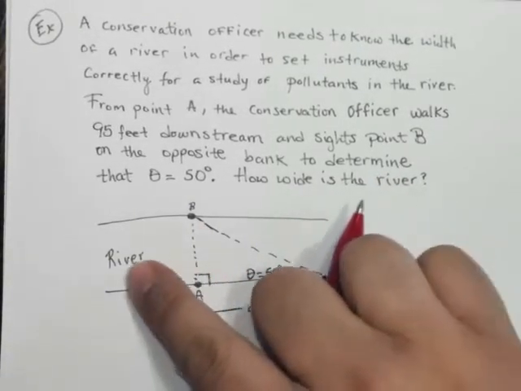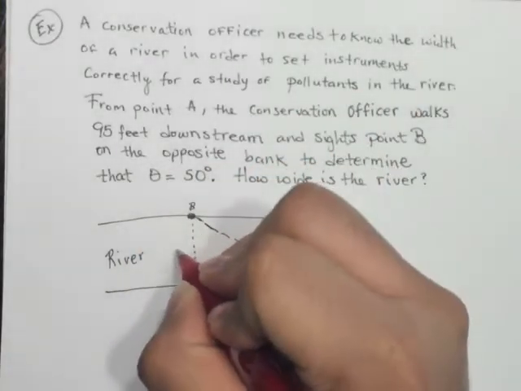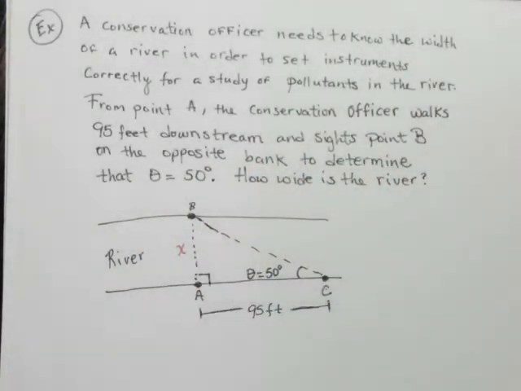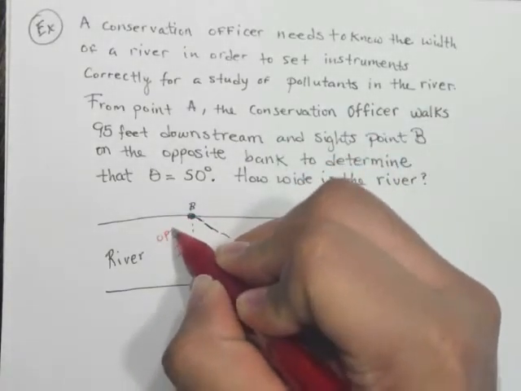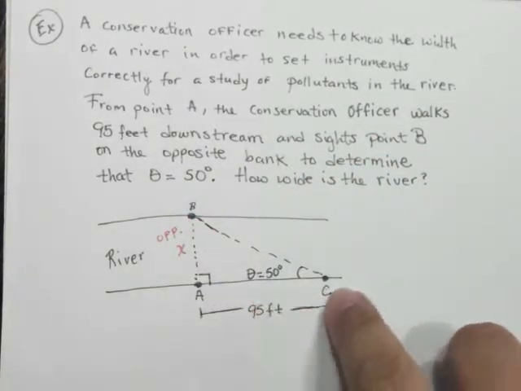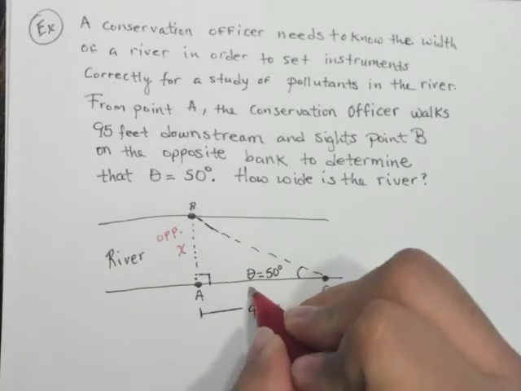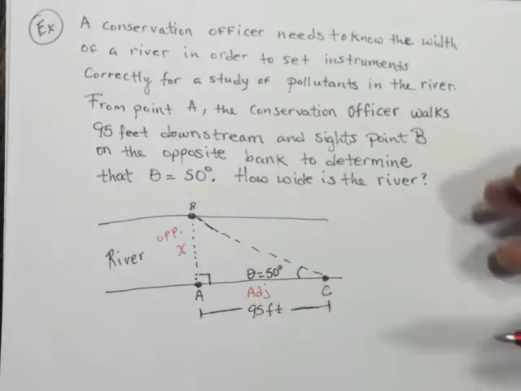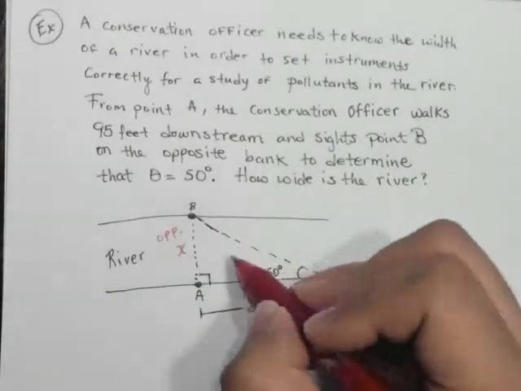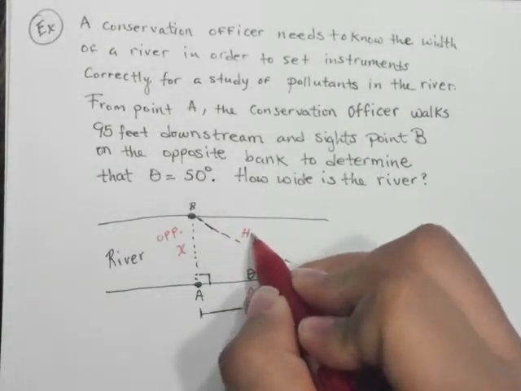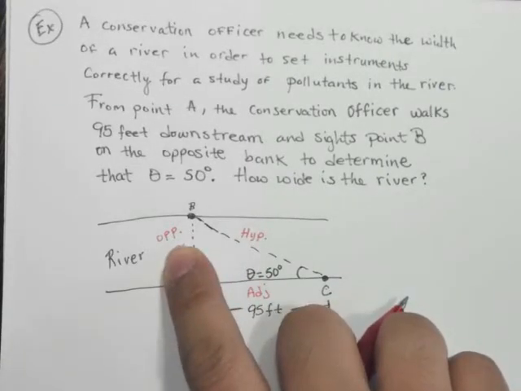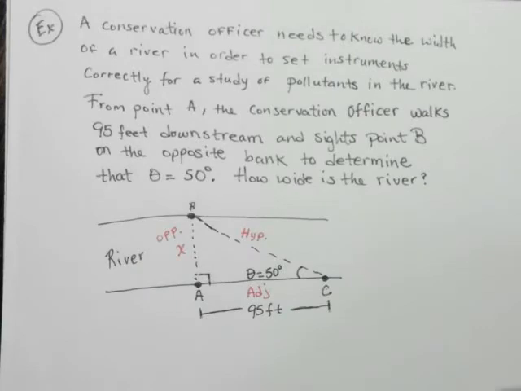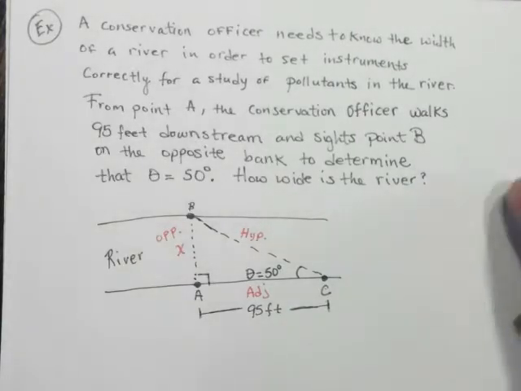Opposite of this angle is the width of the river, and we're going to call it x. So this right here is the opposite side. This 95 feet represents the adjacent side, and this diagonal right here represents the hypotenuse of the triangle. Now all we know is the adjacent side, and we are looking for the opposite side. So think about it. SOH CAH TOA.